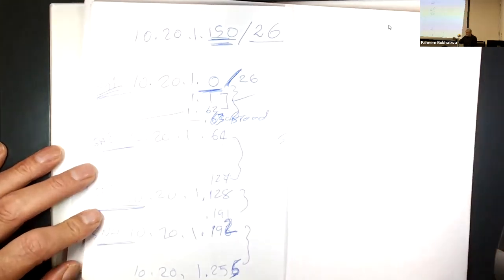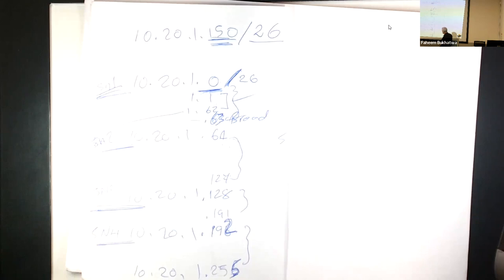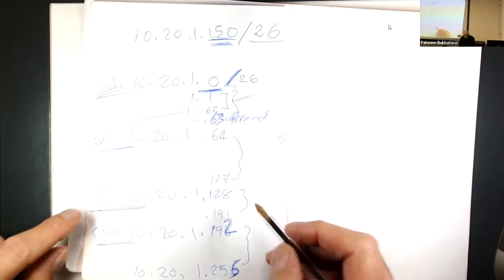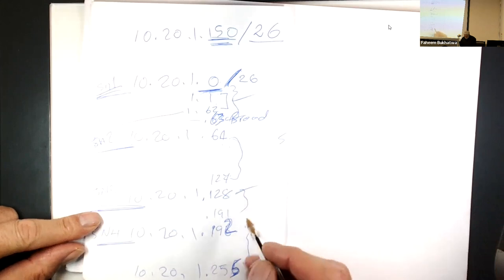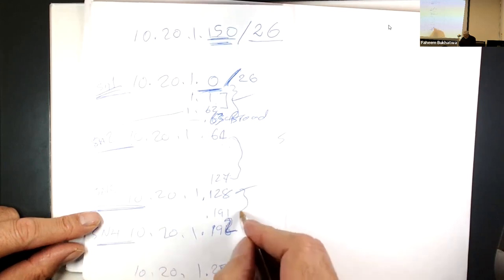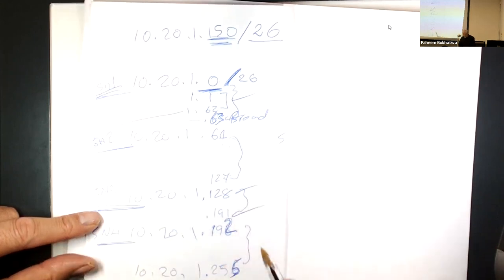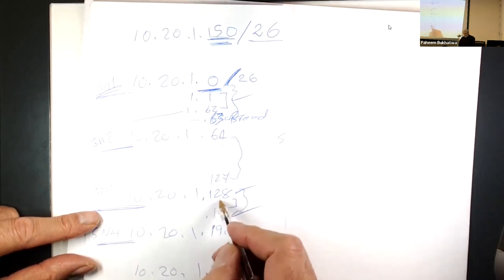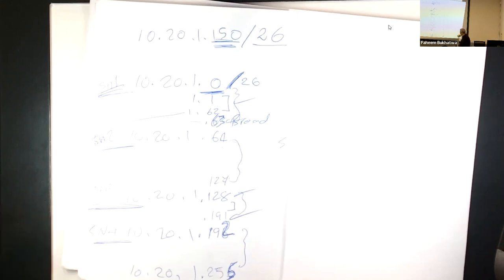For next subnet number 3, what's the identifier? This is subnet number 3. Identifier, broadcast. Yeah. And the hosts are? The broadcast is 127, and the hosts are 129 to 190.